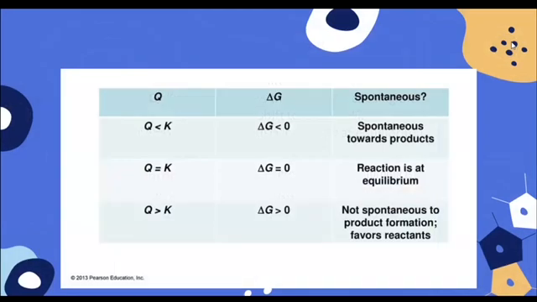For a reaction to be spontaneous, we have to have Q less than K, which means our delta G is going to be less than 0, which means we have a spontaneous reaction towards the product side. Second, when Q is equal to K, delta G is equal to 0, which means the reaction is at equilibrium. Lastly, when Q is more than K, delta G is more than 0, which means the reaction is not spontaneous.